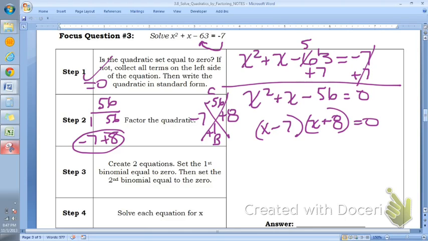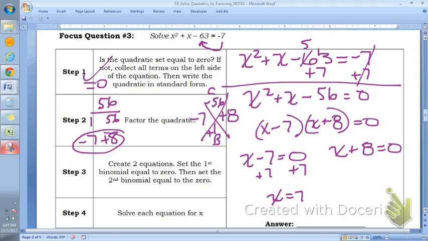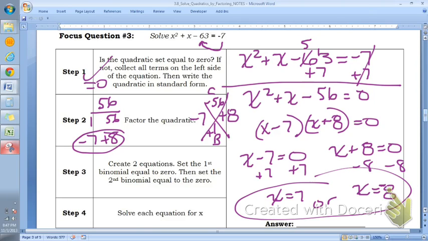Step 3, create two linear equations. So we changed our quadratic into linear equations, x minus 7 and x plus 8, and then solve each one equal to 0. Solve for x. Plus 7 plus 7. So x is equal to 7. Minus 8 minus 8. So x is equal to negative 8. That means the solutions to this equation are x is equal to 7, or x can be equal to negative 8.